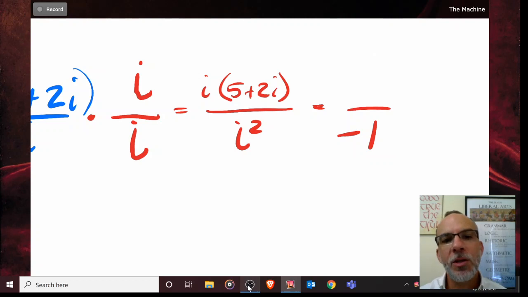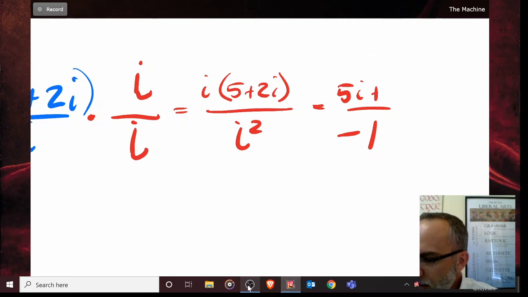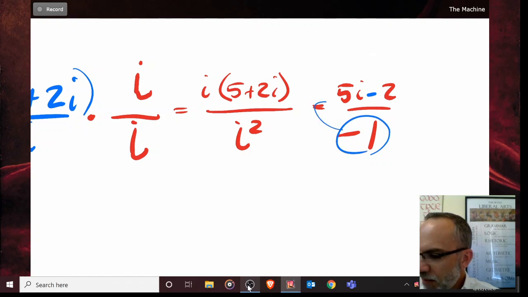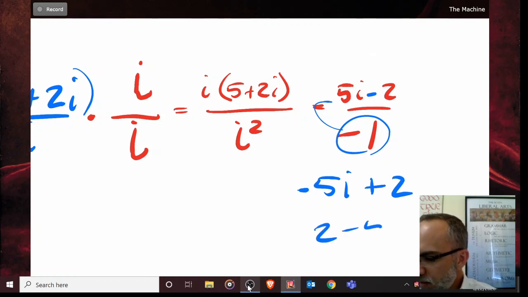So now, let me do the numerator. This is going to be 5i plus 2i squared. But what do we say i squared was? What is i squared? Negative 1. So let me apply the negative 1 to the numerator. Negative 5i plus 2, and that's kind of backwards. 2 minus 5i. Whew, there we go.